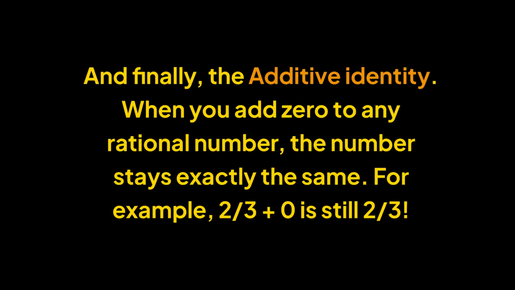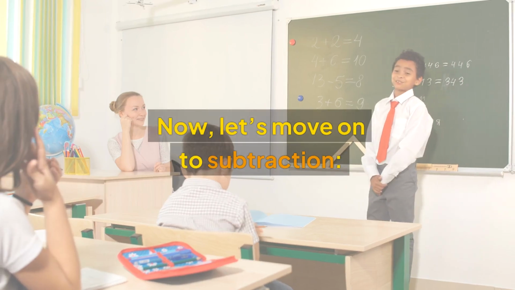And finally, the additive identity. When you add 0 to any rational number, the number stays exactly the same. For example, 2/3 plus 0 is still 2/3. Now let's move on to subtraction.